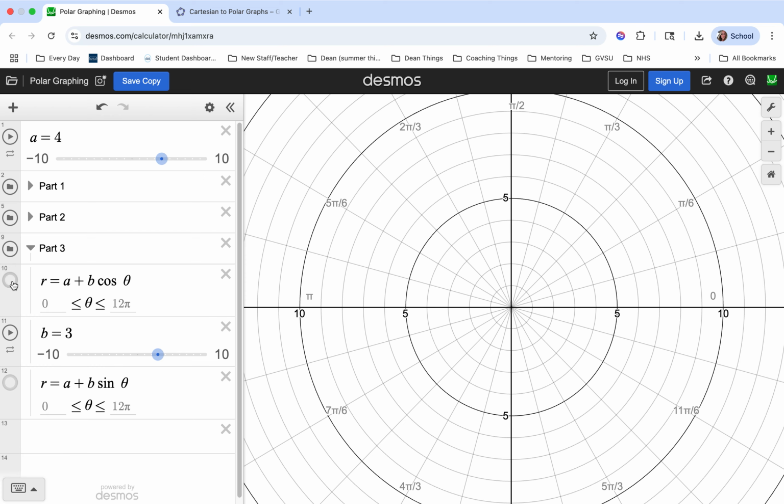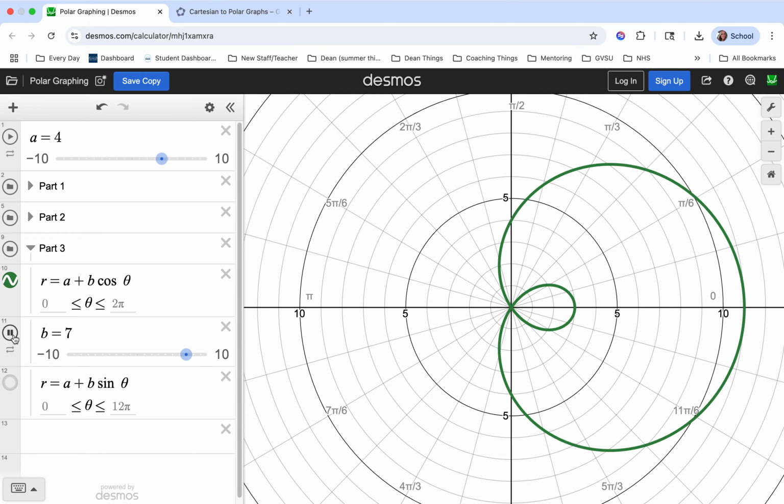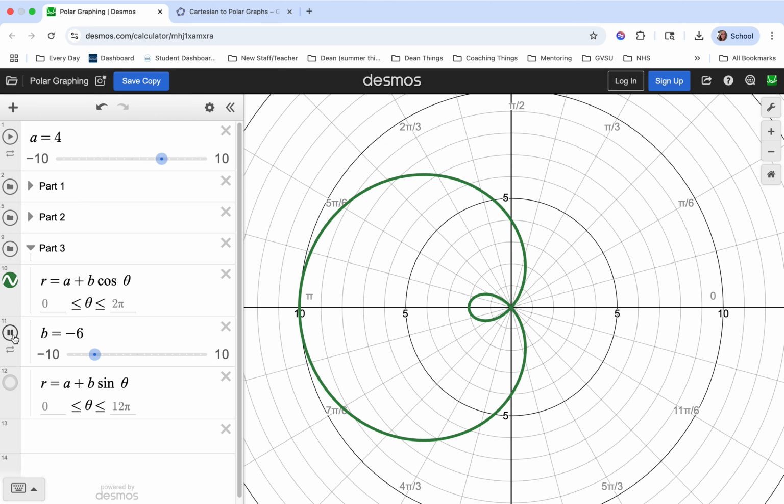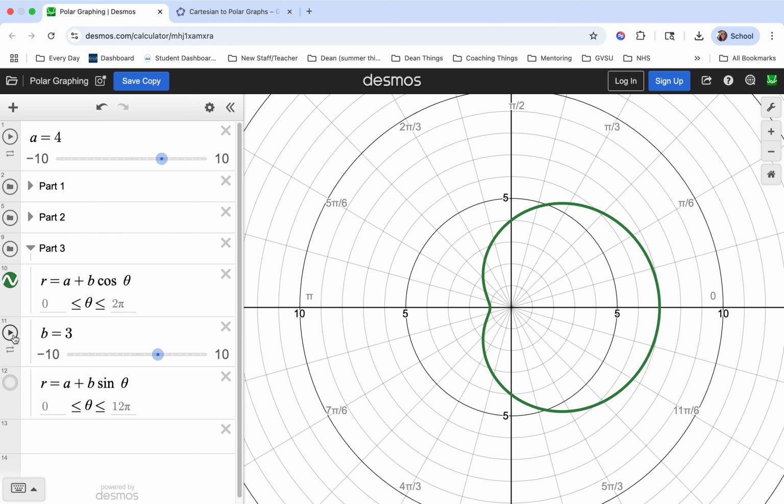And let's start with cosine. It says press play on the B slider. So our B value is the number in front of cosine. As we do that, we can observe what is happening. So I'm going to pause that. And now we're going to use this to graph the 4 graphs. I'm going to do the first 2, and then you're going to do the remaining 2.